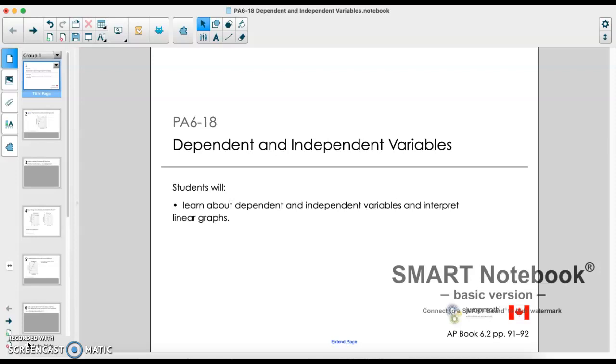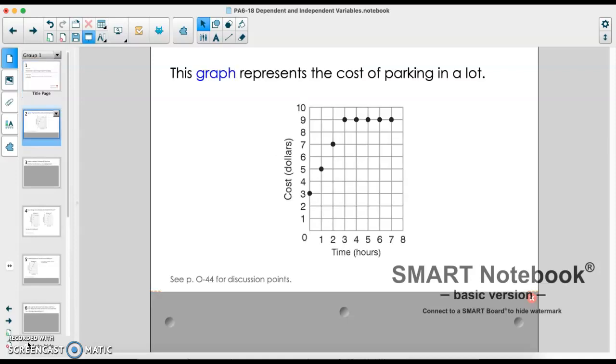Then what we're going to spend the bulk of our time doing is interpreting something called linear graphs. So here is where we're going to start. It says that this graph represents the cost of parking a car in a parking lot. So then the questions are, let's start doing some interpreting.